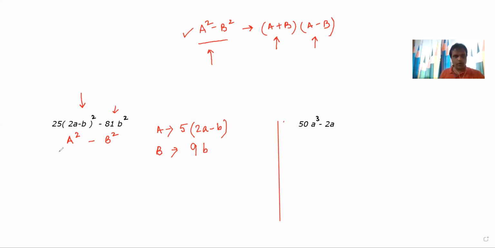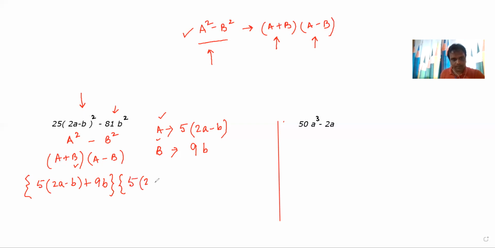Now the question is very simple. We know a square minus b square is nothing but a plus b and a minus b. The factors will be a plus b and a minus b, substituting the values of a and b. Let's substitute the value. What is a? 5, 2a minus b, plus b, which is plus 9b. Bracket close. Another bracket. A is 5, 2a minus b, minus b, which is minus 9b. These are the two factors. By simply writing a plus b, a minus b, we got the answer. But is this the final answer? No, because this can be further simplified.